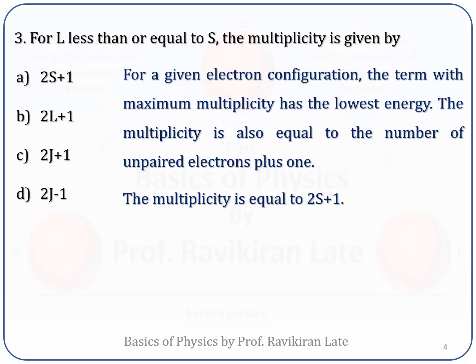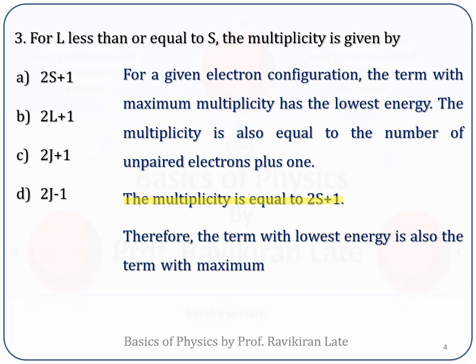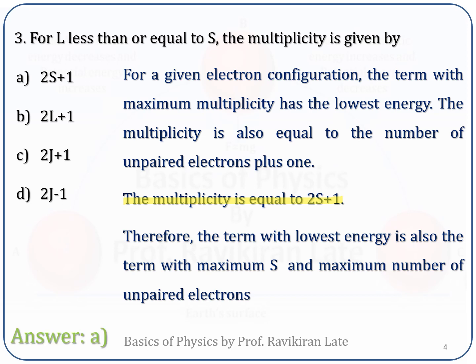In this case the total multiplicity is given by the value 2S plus 1, and therefore the term with lowest energy is also the term with maximum S and maximum number of unpaired electrons. So in this case, if you look at the options, it is option A, 2S plus 1.